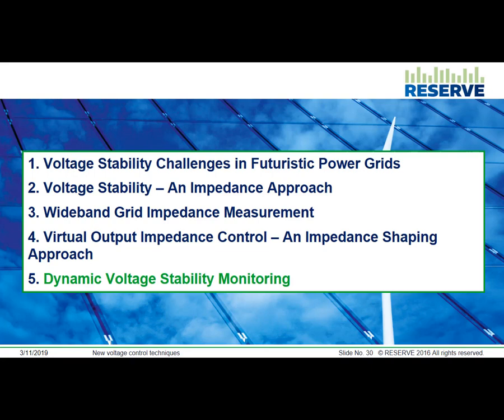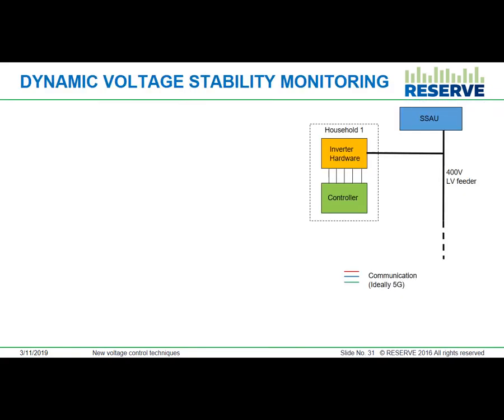And finally, I want to present the idea of the monitoring scheme, the technique that we came up with in RESERVE. It's called dynamic voltage stability monitoring. Here is our inverter, and there are many other inverters in the grid. You have the secondary substation automation unit, or the SSAU, which is just the distribution substation. The idea is for this inverter to modify its impedance so that it doesn't contribute to resonances.